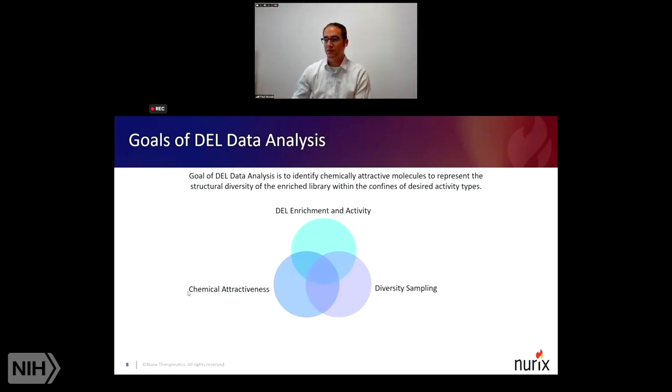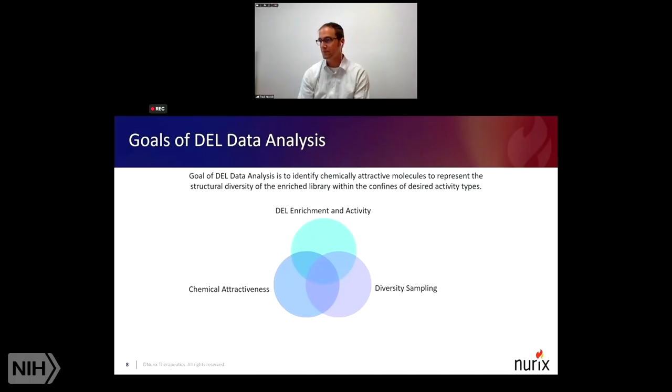And finally, because DEL is primarily used in the lead binding modality, we need to ensure that the compounds that we're selecting for resynthesis are going to have attractive chemical properties and be good candidates for a lead optimization campaign. So again, at a high level, we're balancing these different factors to ensure that when we're selecting ligands for resynthesis and validation, it's going to give us the best chance of identifying productive binders and really sampling the entirety of the output.